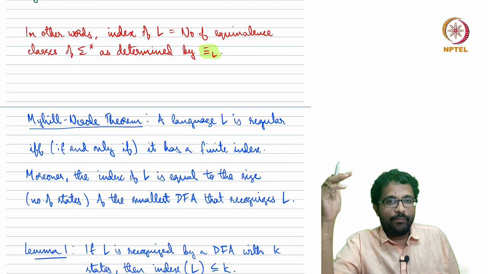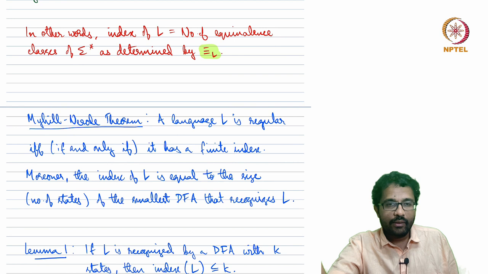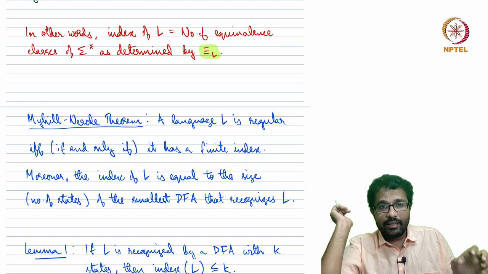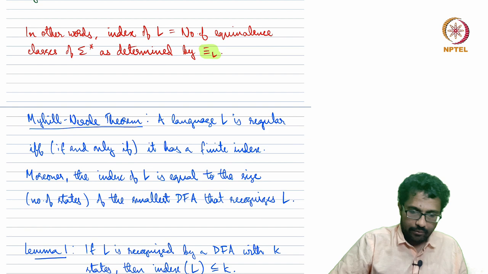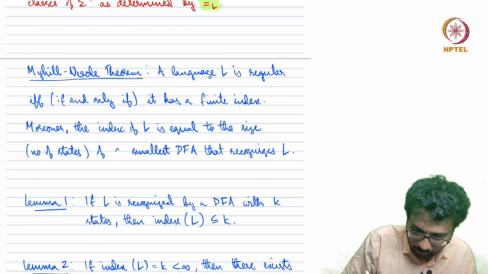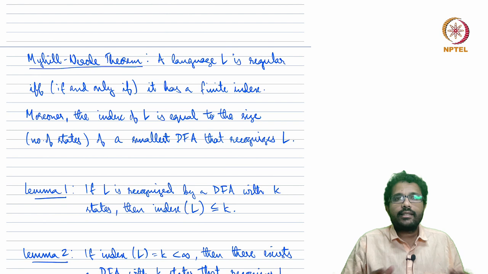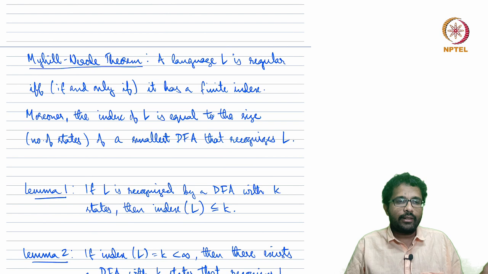Moreover, if the language is regular, then it has a finite index. Let's say the index is 10. Then we can construct a DFA of size 10, size meaning the number of states, that recognizes the language, right? So index is also the size of the smallest DFA that recognizes L. Or rather, the size of a smallest DFA, because the DFA that recognizes L may not be unique. So this is the theorem. A language is regular if and only if it has finite index, and if it is regular, the index is also the size of the smallest DFA that recognizes the language.